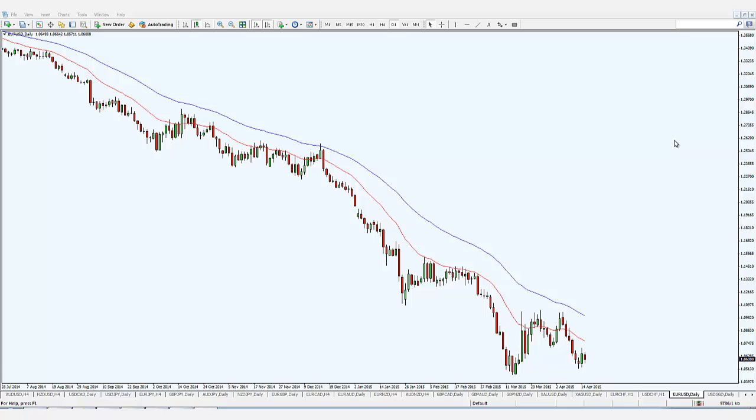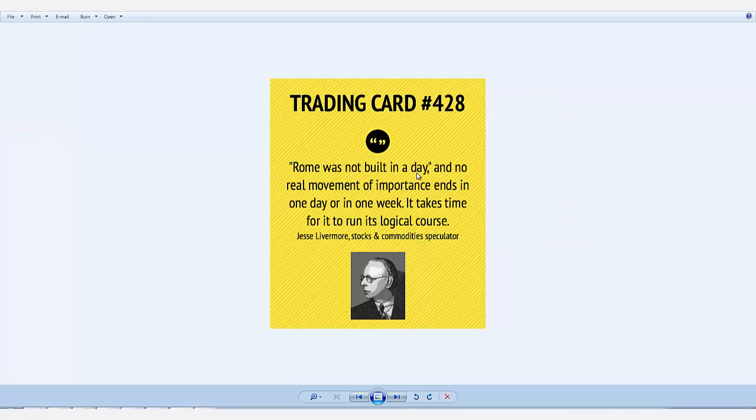So this is the daily chart of Euro dollar, and before I proceed to share with you the two tools I use, I'd like to share one thing with you. Rome was not built in a day, and no real movement of importance ends in one day or in 1 week. It takes time for it to run its logical course. This is said by one of the most famous speculators of all time, Jesse Livermore.